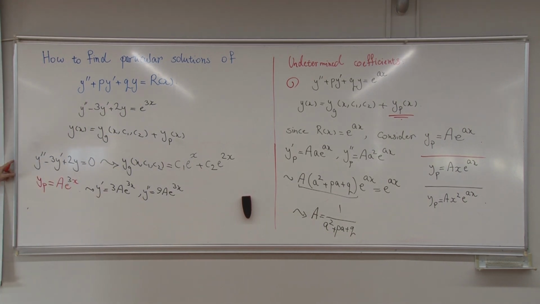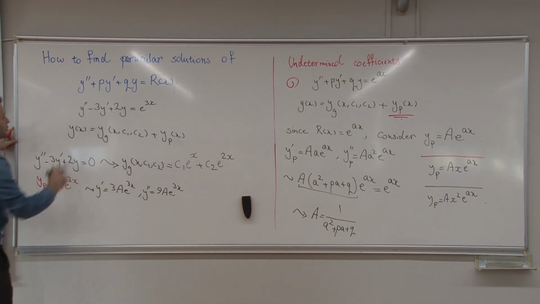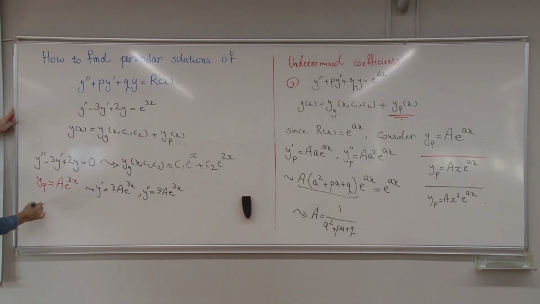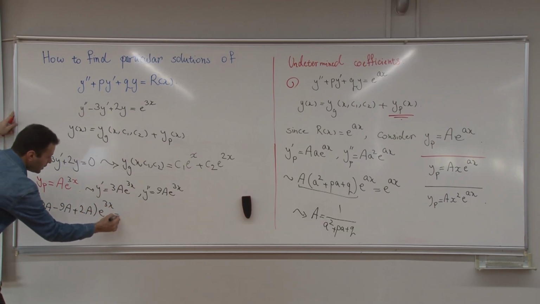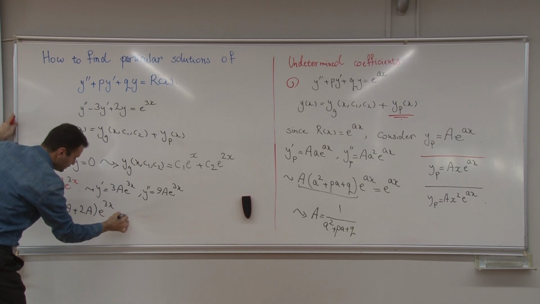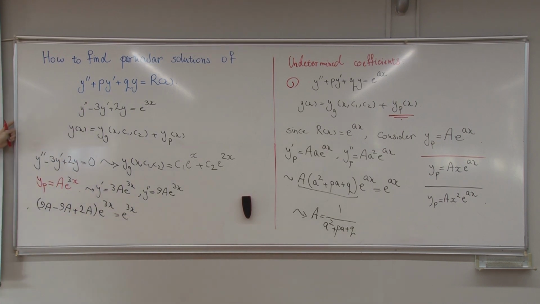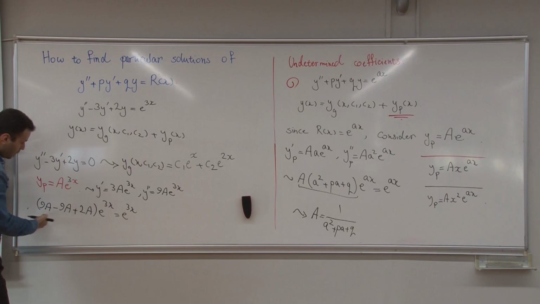Okay? Then what do I have? Just replace it in the equation. I have the second derivative, 9a. I'm also taking a factor out of e to the power of 3x. Minus 3 times this, which is minus 9a. Okay? Plus 2a, e to the power of 3x is equal to the right hand side. What can I write from here?